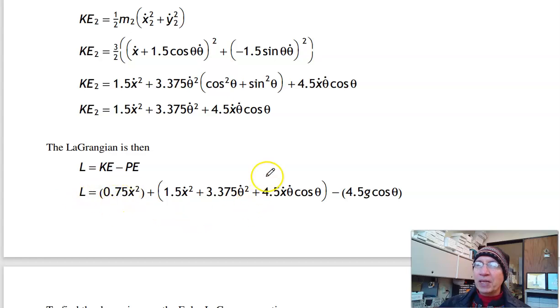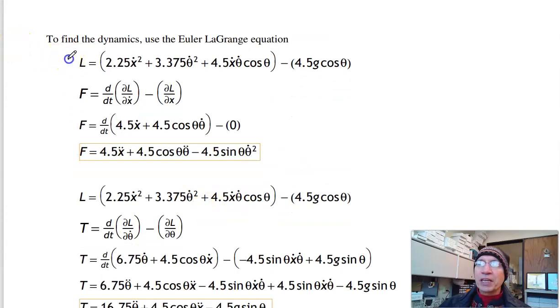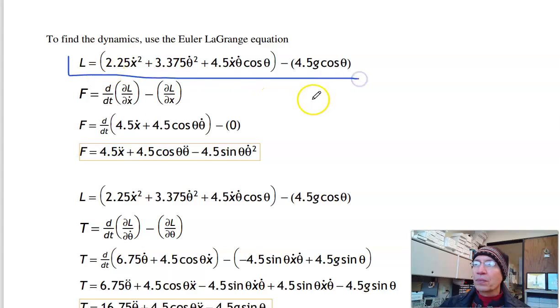So here's the first mass, second mass, potential energy. There's the Lagrangian. Simplifying, here's what I get. Now the force on it would be the full derivative of the partial derivative with respect to x dot minus the partial derivative with respect to x. This is what you could expect on the first test, something like this. Here's the Lagrangian, find the force.